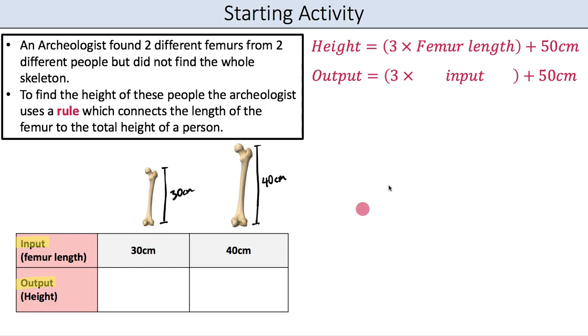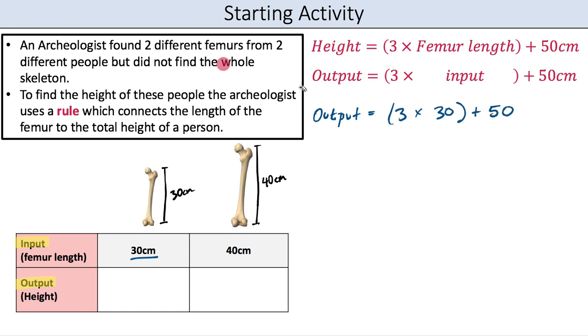Now, to do this, we simply utilize our rule. So I'm going to take this 30 centimeters and put it into my input, and it will spit out the output. So let's try that now. My output is going to be 3 times my input, which is 30. Then I'm going to plus 50.